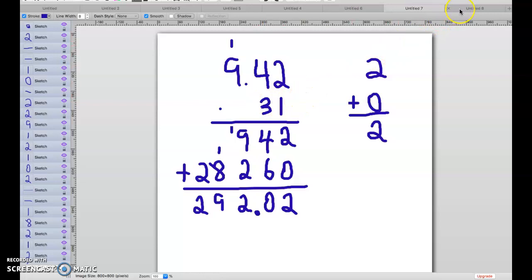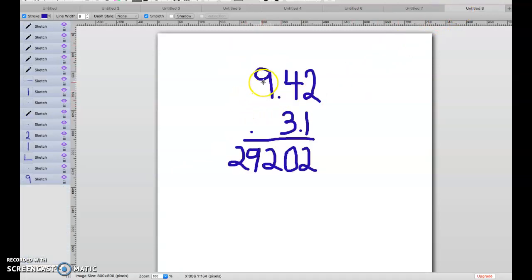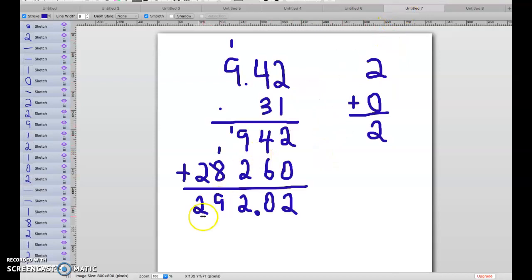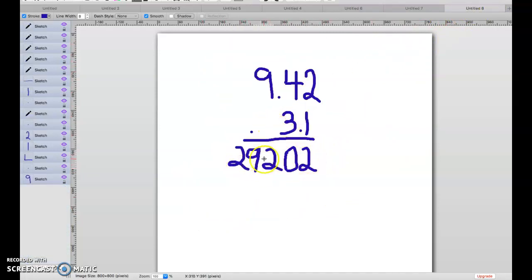Okay. One more quick thing. So 9.42 times 3.1. So this is a tiny bit different. Same first number, the second number instead of 31 is 3.1. So already off the bat, I know that I'm going to have the same numbers in my answer like I had in the last answer, 29202. I'm just multiplying the same numbers together, so I'm going to have the same numbers in my result.